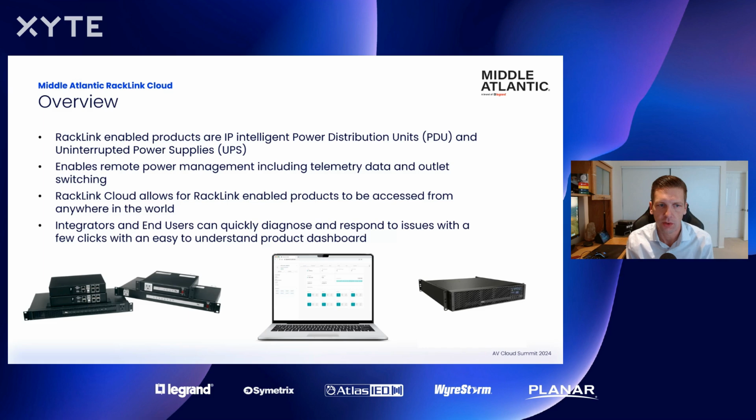Racklink enabled products are a series of IP intelligent power distribution units and uninterruptible power supplies. What they do is they allow you to go in remotely to do things like turn outlets on and off, or look at the power health of the system.